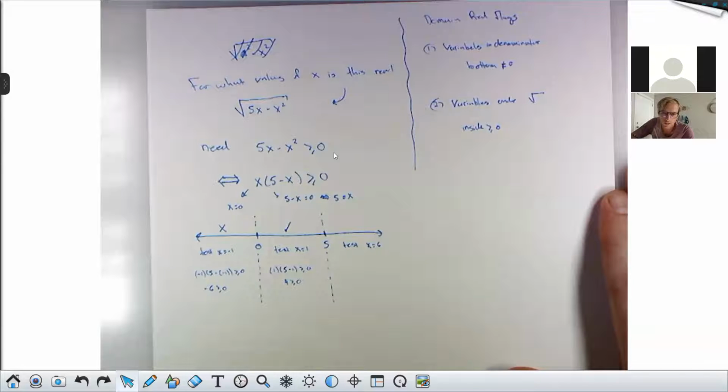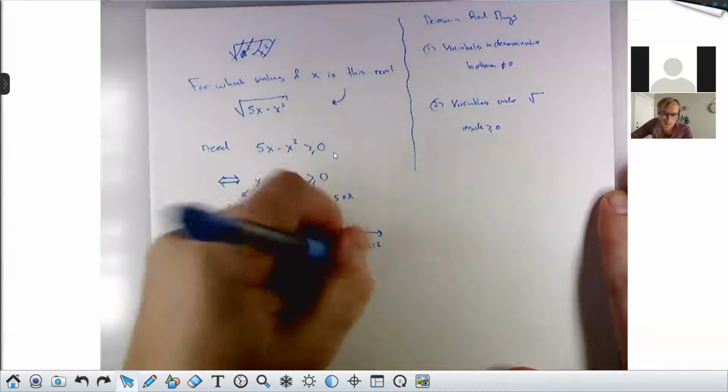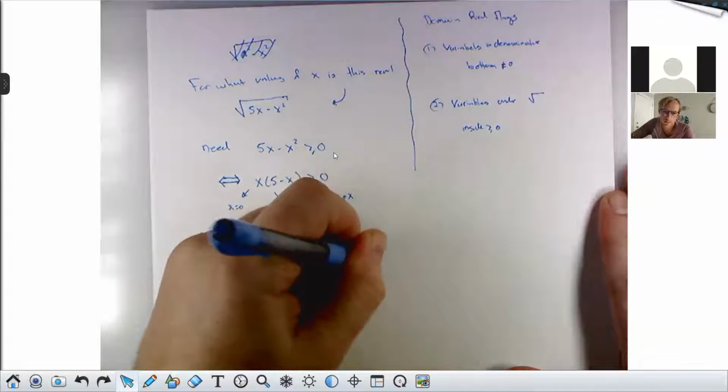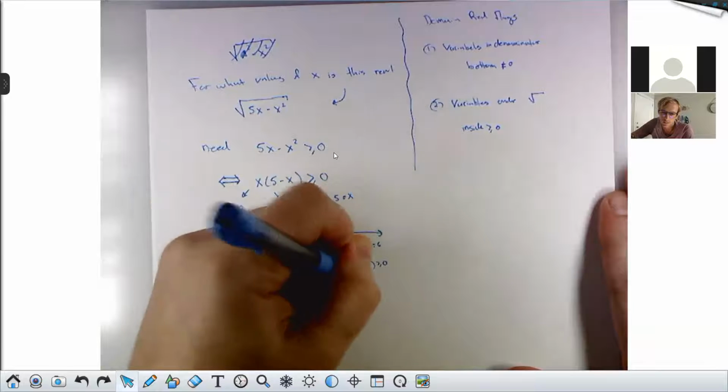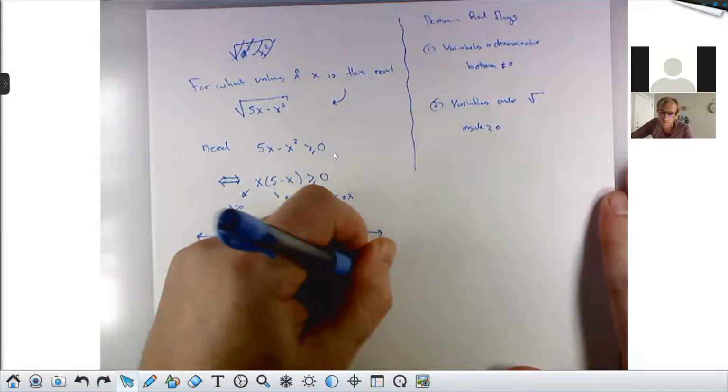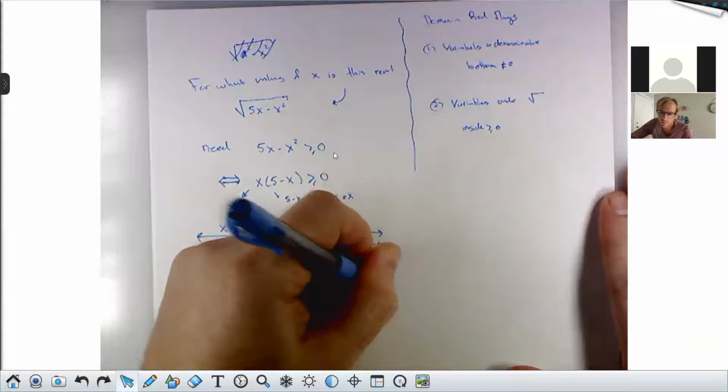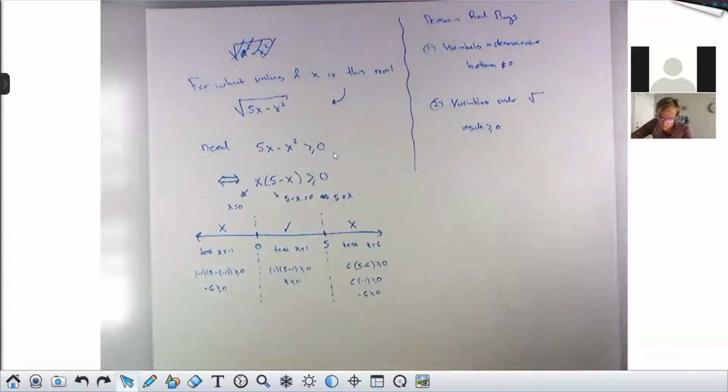And then to the right of 5, what do we have? I could test 6. That's 6 times (5 minus 6) is greater than or equal to 0, which is 6 times -1 is greater than or equal to 0, and -6 is greater than or equal to 0. That's not true either. So for this particular problem, I would be getting the closed interval from 0 to 5.